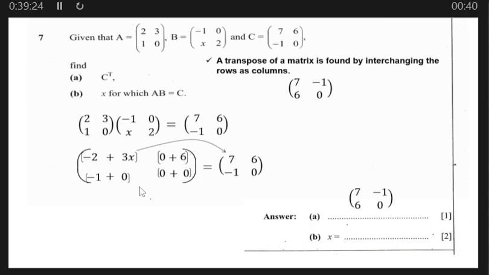So we'll remain with this. So we'll pick this is equal to 7. So we'll say -2 plus 3x is equal to 7. Then this one becomes an equation.